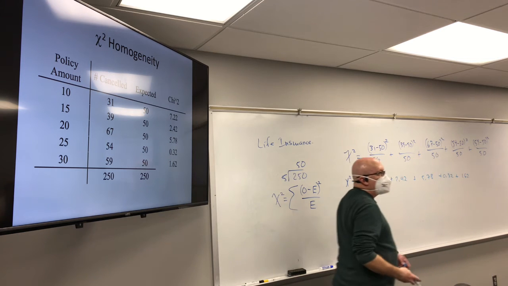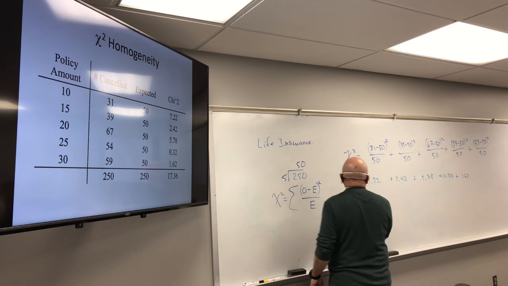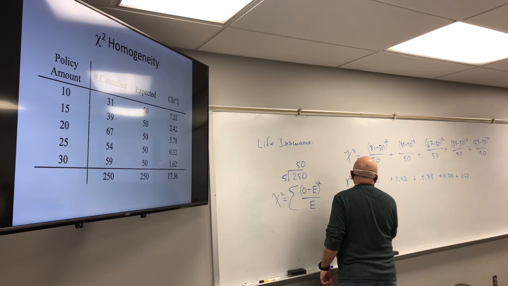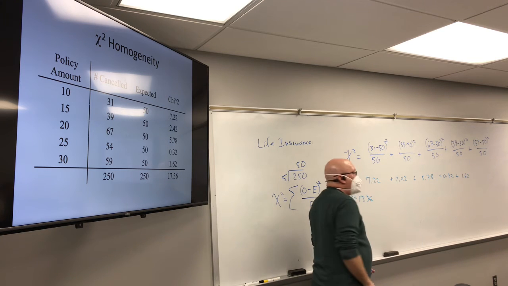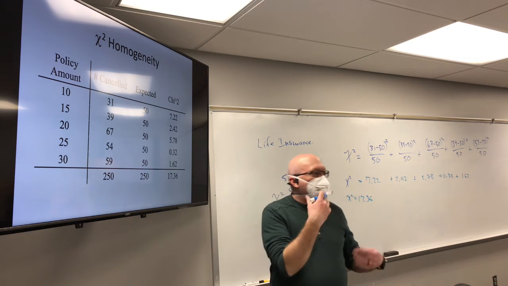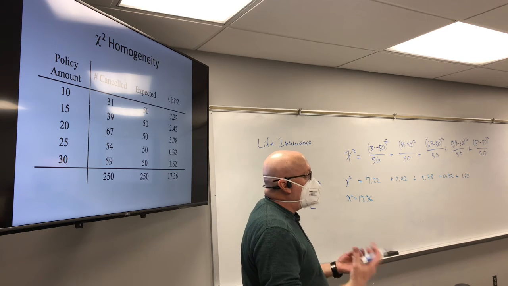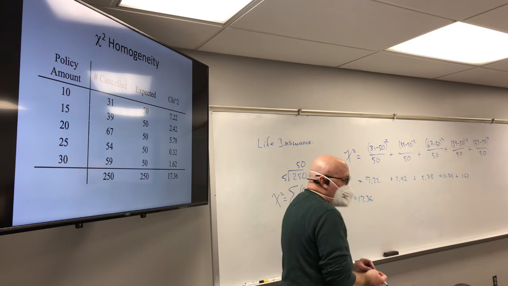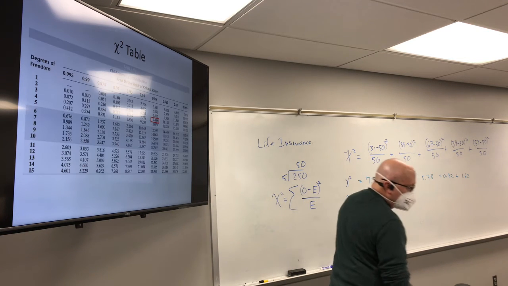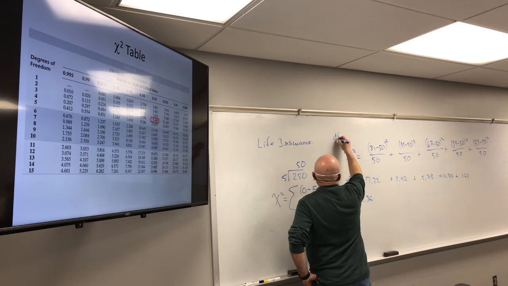This is what you guys got. Then we add all those up together, and so the chi-square statistic for this particular test is 17.36. So we generate this chi-square statistic, but then we have to know whether this is a large or a small chi-square statistic. So we go to a chi-square table, and we ask, how many degrees of freedom do we have?